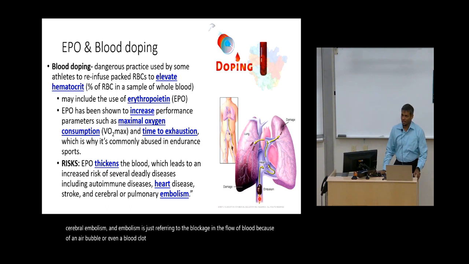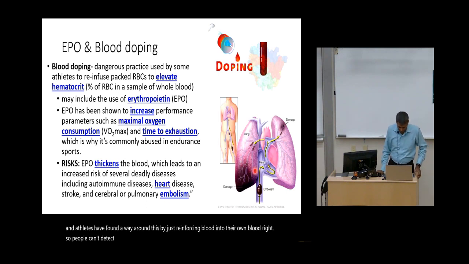And you could have these blood clots developing not only in the lungs, and if it happens in the lungs, the lung tissue will die. It can even block blood flow to the brain, and that can damage the brain tissue as well, right? So this is a dangerous technique, and athletes have found a way around this by just reinfusing blood into their own blood, right? So people can't detect that something foreign has entered in.